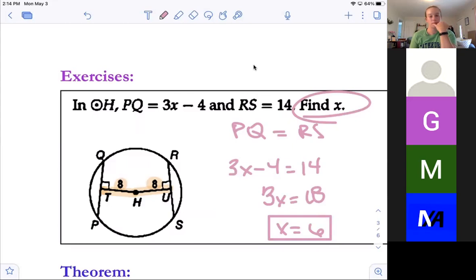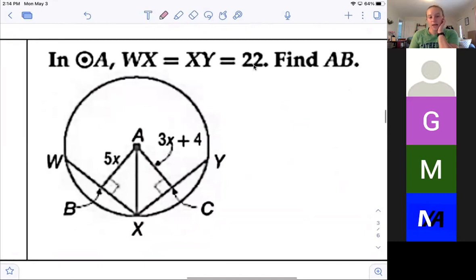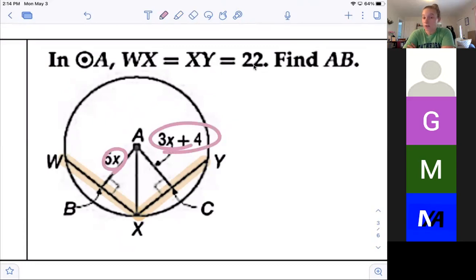Anybody have questions yet? All right, do the same thing over here. This one says in circle A, WX is equal to XY, which is equal to 22. It truly doesn't matter that they're equal to 22. It just matters that they're equal to each other. So I'm going to use this highlighter to show WX and XY are both congruent. Their lengths are equal. Because the chord lengths are equal, I can know that my distances to the center are also equal. So if I want to write it in symbols, AB is equal to AC.